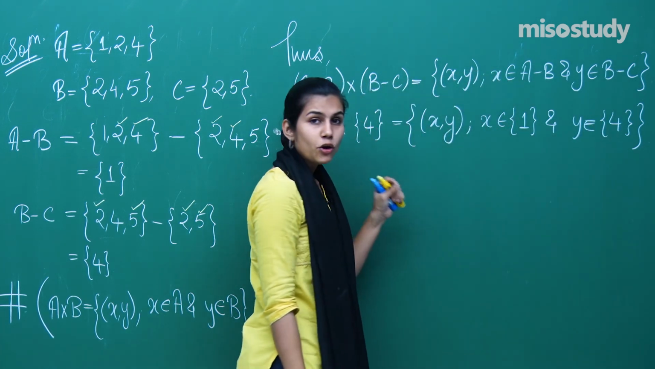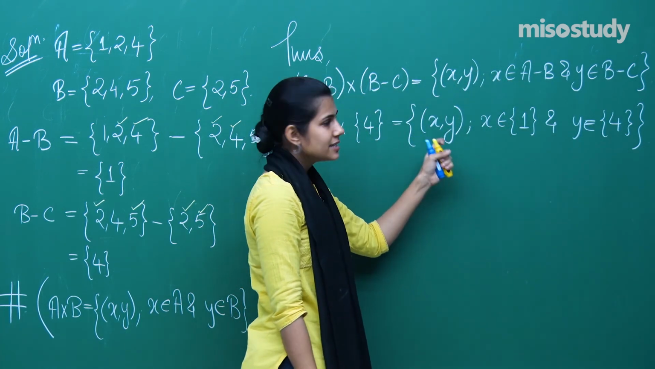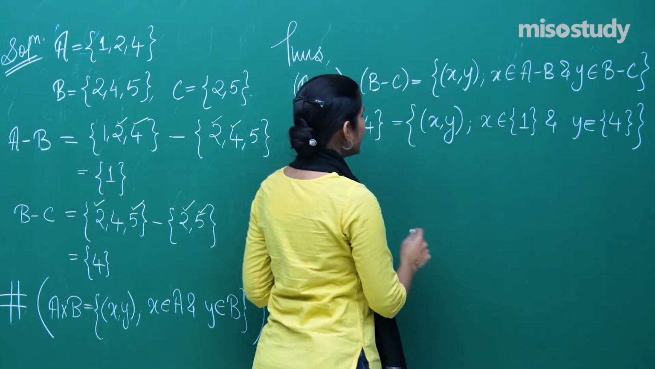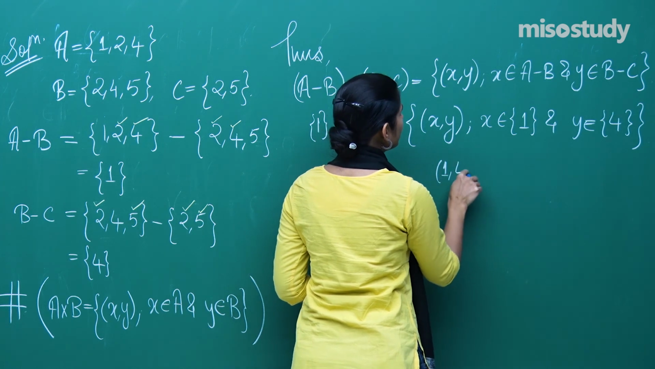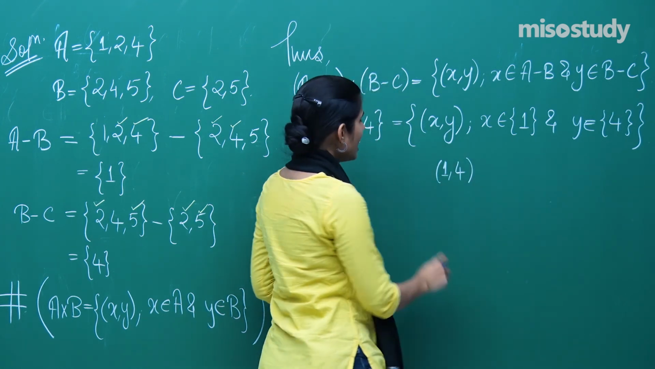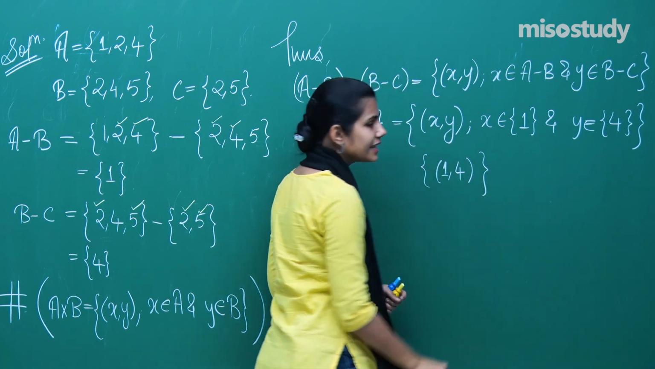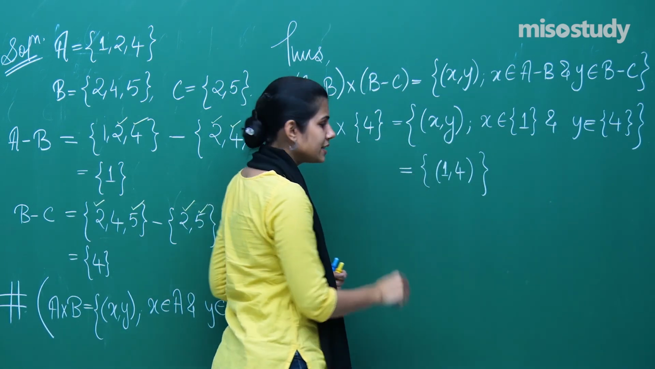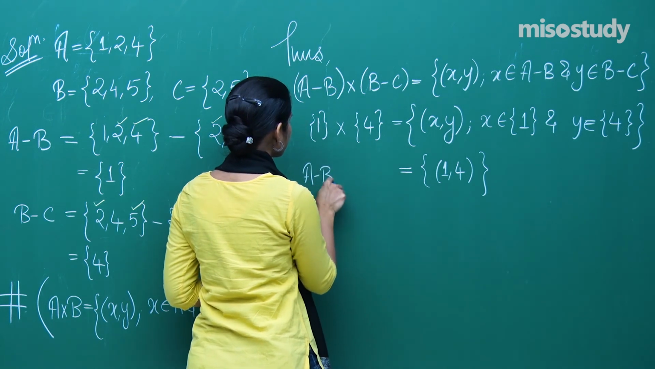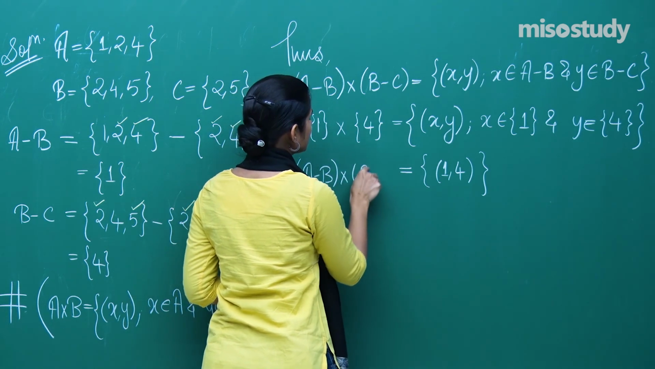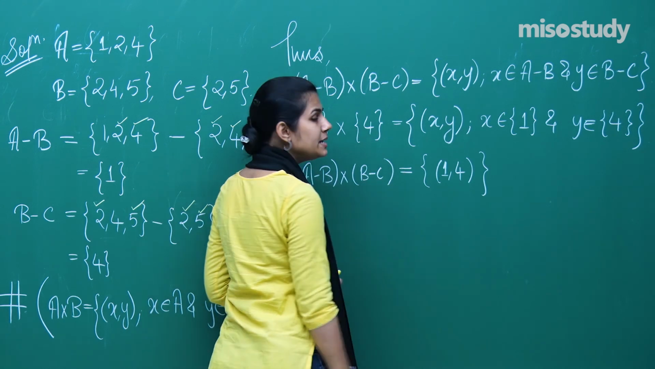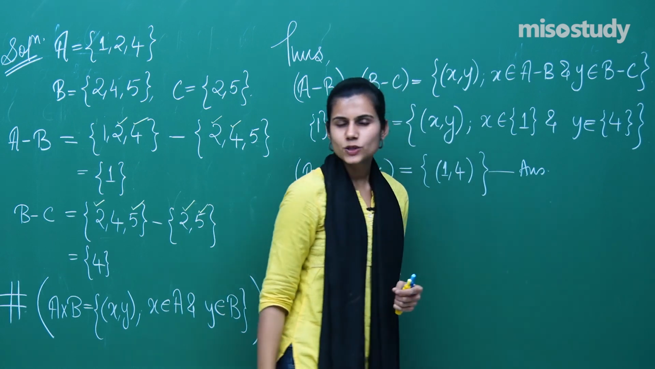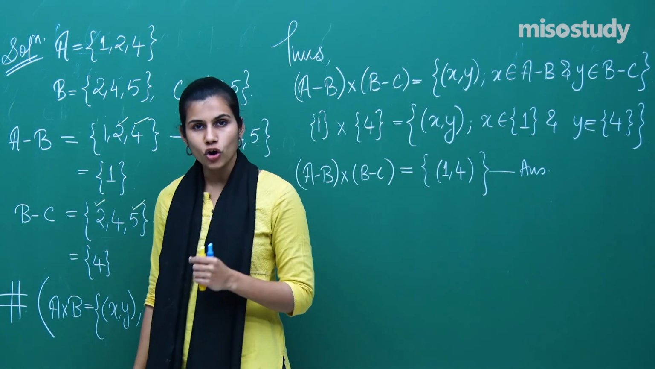Therefore, the only ordered pair x comma y such that x belongs to singleton 1, y belongs to singleton 4 is the ordered pair 1 comma 4. And therefore, this set is going to contain just this one ordered pair, and this is my set A minus B cross B minus C. Let's see if this is sitting as one of the options given or not.